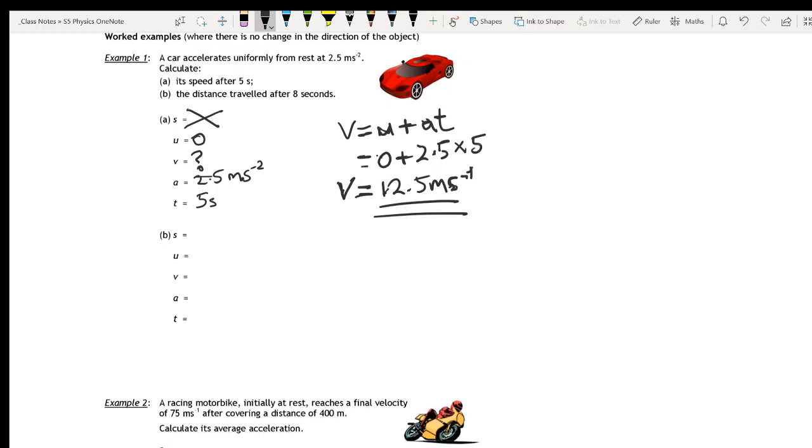Okay, you guys have a go at part B. So write down your SUVAT, what you know, and then decide which equation you want to use. It's still accelerating from rest.